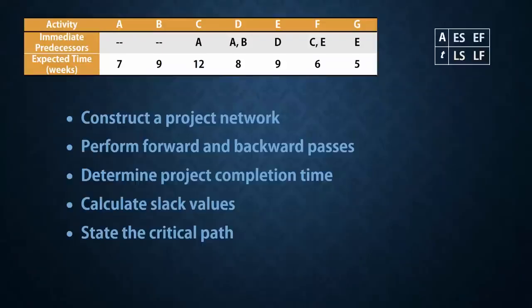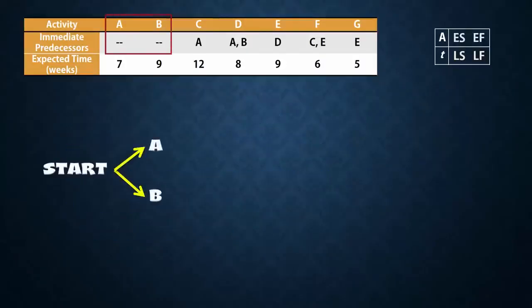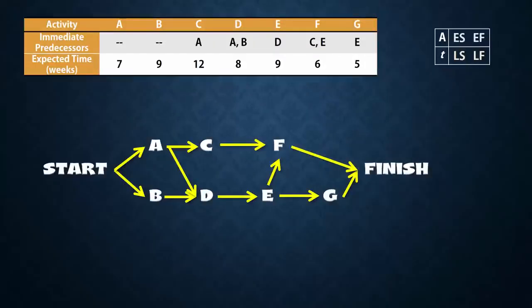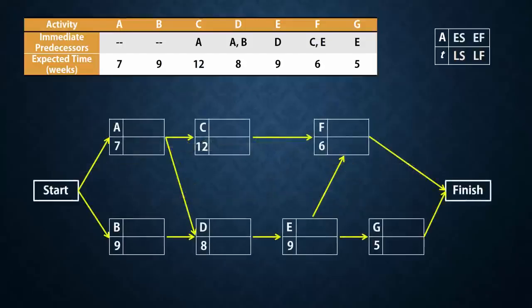I usually like to start with a sketch to make it easier when drawing the full network. Activities A and B have no predecessors, so they can begin as start. Activity C needs A to be completed before it can start. D needs both A and B completed. E needs D, F needs C and E, and G depends on E. Since F and G have no successors, they go to finish. So here is the network with the activity nodes displaying the letters and times.